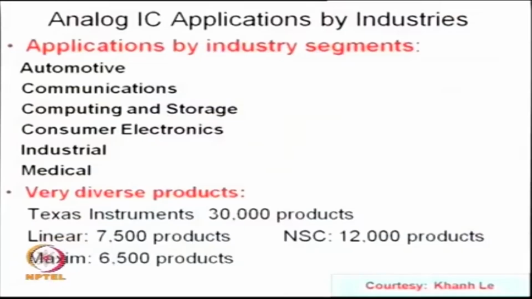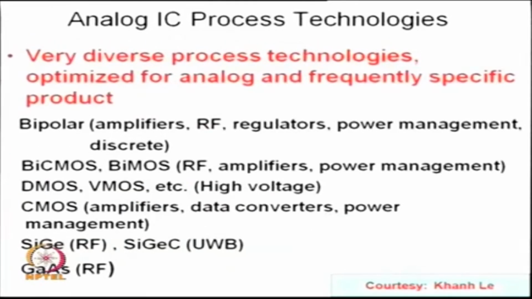If you divide the industry by applications, there are automotive, communication, computing, storage, consumer, industrial, medical, which are called segments. For example, Texas Instruments has 30,000 products. Linear has 7,500 products. National Semiconductor has 12,000 products, and Maxim has 6,500 products. They are major analog companies. Now I will show you why I did not add that word later, but that is an interesting part.